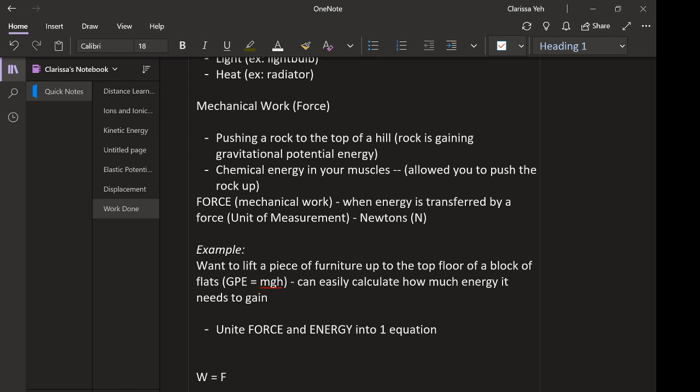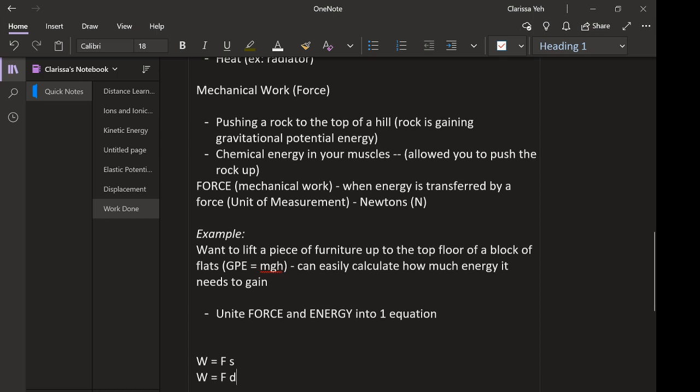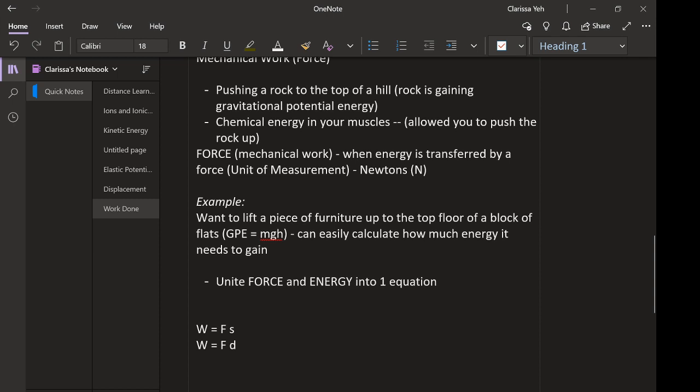W equals Fs. I'm also going to write another version of this, W equals Fd. I think you guys will probably prefer it more once I tell you what each of the letters means. The only reason why S is used is because later on in paper 2, we are going to be using S for distance. Okay. So W is work done.